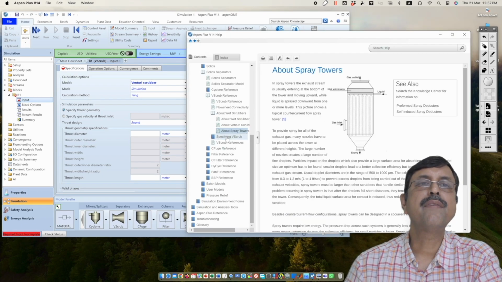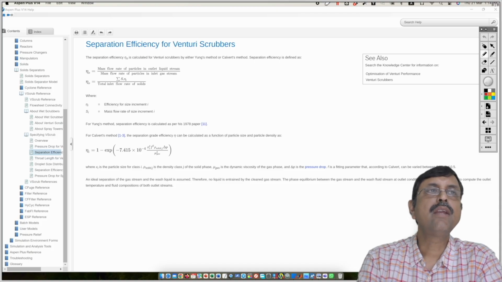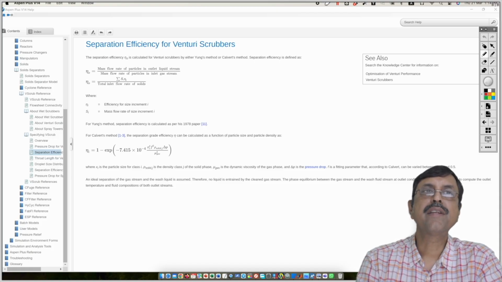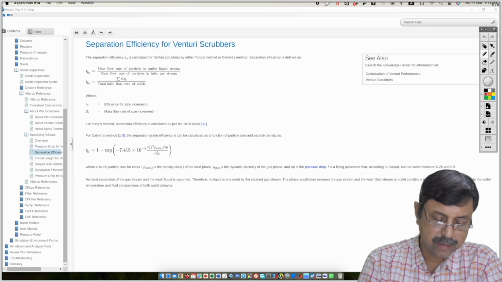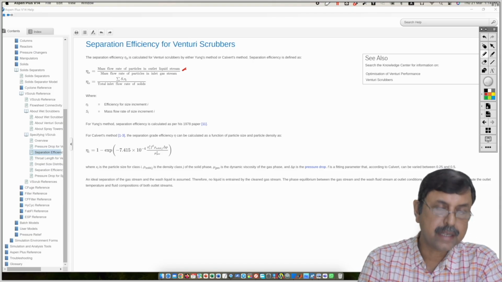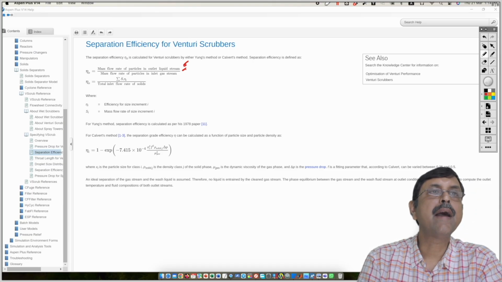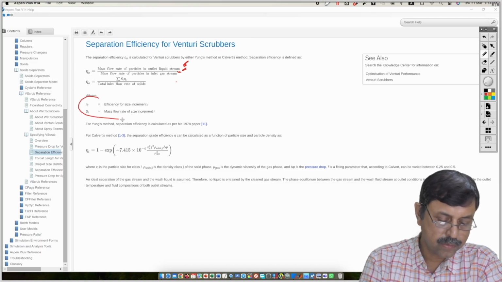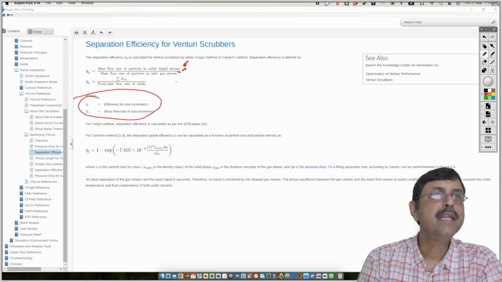So you go to specifying V-scrub. Here you will find the definition of separation efficiency for Venturi scrubber. This definition was discussed a few minutes back. It is the ratio of mass flow rate of the particles in the outlet liquid stream to the mass flow rate of particles in the gas stream. And that can be calculated using these two, where eta I is the efficiency of size increment I and SI is the mass flow rate of the size increment I.